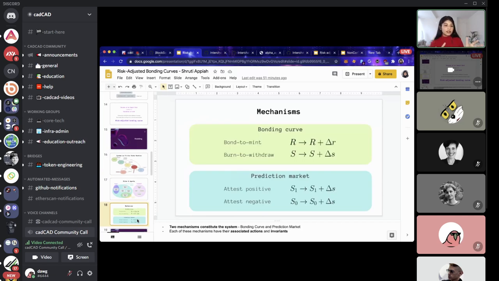Okay, so the mechanisms within the system, as we talked about earlier, it is really a composite mechanism. It consists of both the bonding curve as well as the prediction market. In the bonding curve, you're able to bond to mint or burn to withdraw. Bond is essentially to buy into the bonding curve, and burn is to sell out of the bonding curve. And then we have a prediction market as well. This is the module that allows us to estimate the risk of that particular project. Within this, you can attest positively or negatively. You can think of attestations as basically predictions or bets that the agents are making on whether the project will be successful or not. So if an agent thinks that the project will be successful, they will attest positively, and then they will acquire these S1 tokens. And if they attest negatively, they will acquire S0 tokens. And as you can see, both of these are bond-only mechanisms.